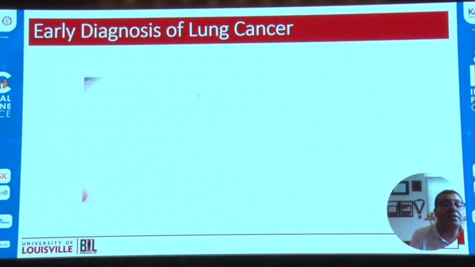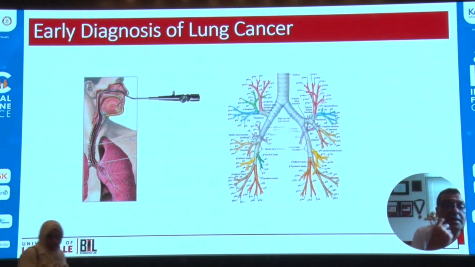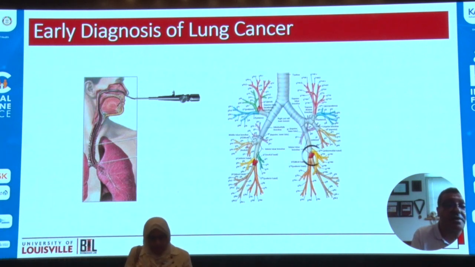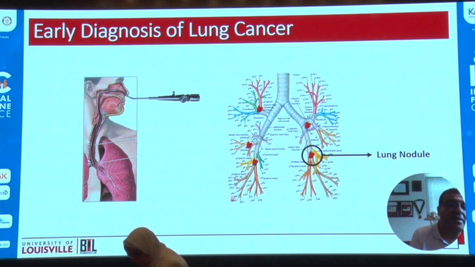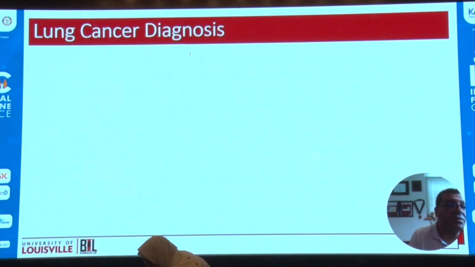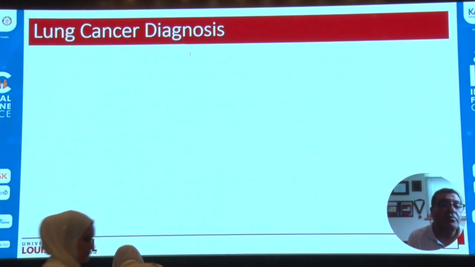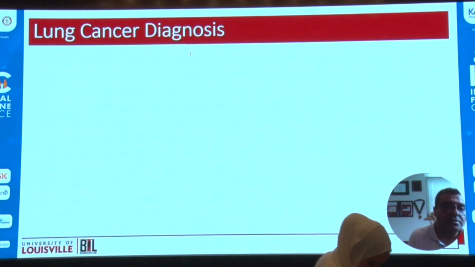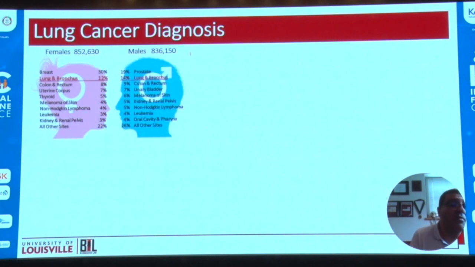And for lung cancer, this is how we started the problem. If the lung nodule is close to large airways, it is very easy to reach it by biopsy. But if it is far away from large airways, it is difficult to reach. Then in 2001, we met and said we need to develop a technology for early diagnosis of lung cancer, and this technology must be non-invasive.